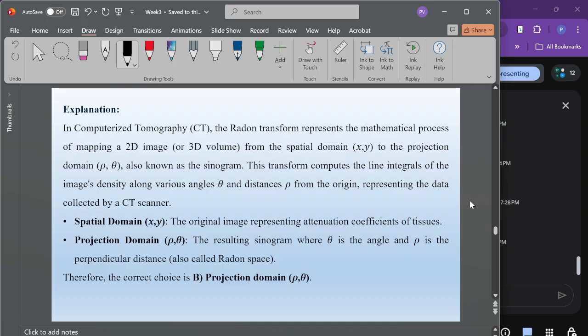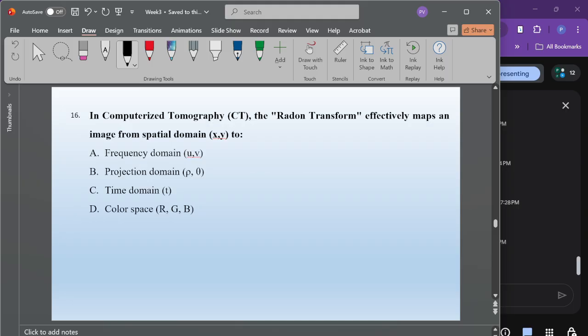In the spatial domain XY, the original image represents the attenuation coefficient of the tissue, and in the projection domain, the resulting sinogram, where theta is the angle and rho is the perpendicular distance, is also called the Radon space. So the correct choice is option B, the projection domain. In CT, the Radon transform effectively maps an image from the spatial domain to a projection domain.